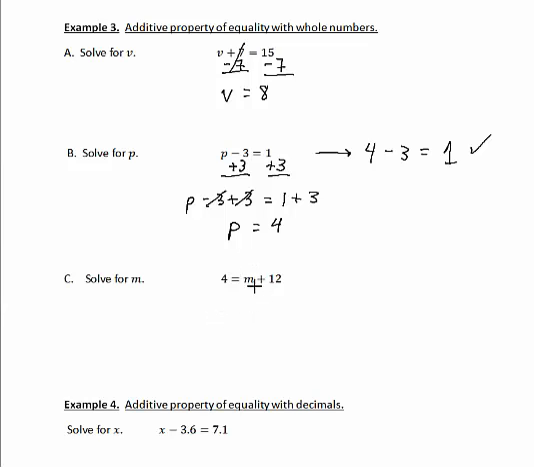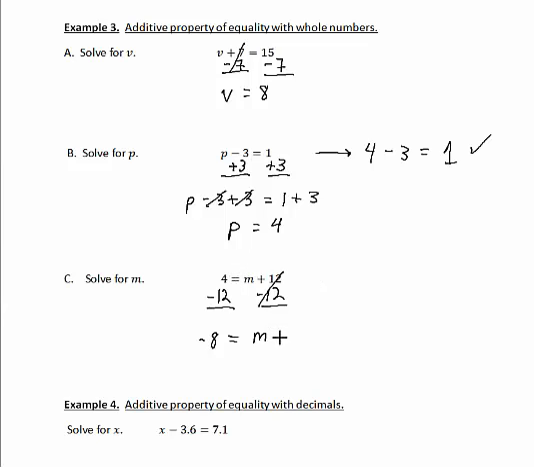For c, we have 4 equals m plus 12. We focus on the side with the variable. Okay. The question is, what is happening to the variable? Well, the variable m is only on the right hand side. So on the right hand side we have m plus 12. We're adding 12 to m, so we do the opposite and subtract 12. On the right, the 12's cancel. We're left with an m. And then on the left, we calculate our solution, 4 minus 12, and we get negative 8.